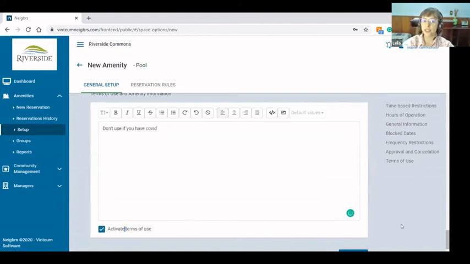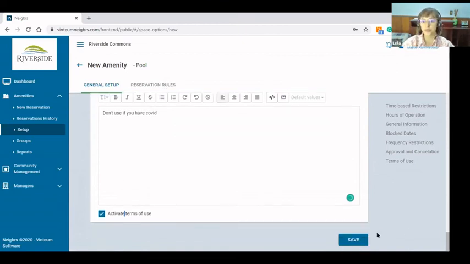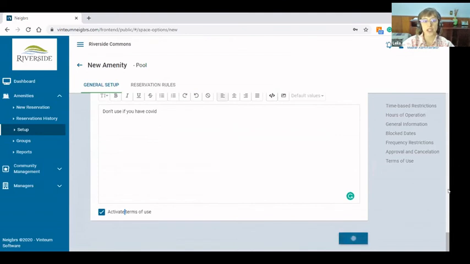And I can activate that, so they would have to accept that when they then book. And when I save that, that goes live. And people could then go in and book this amenity.